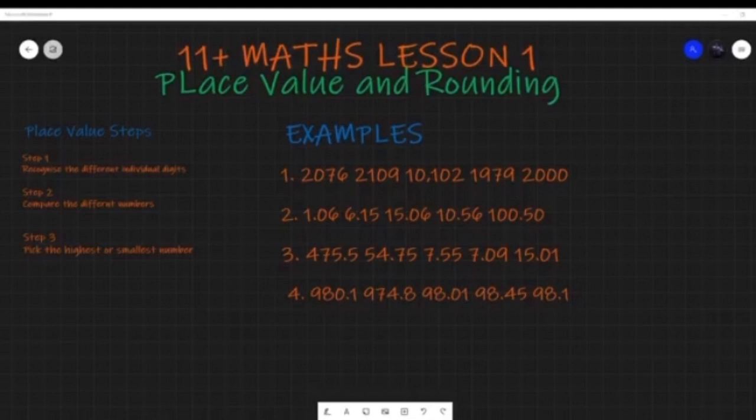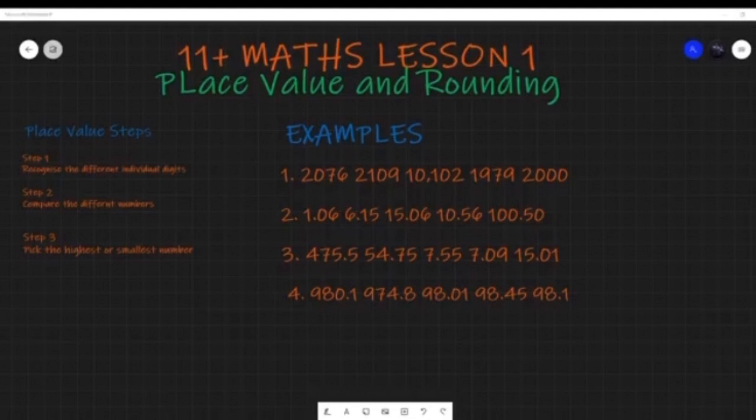So now we're going to have a look at 3 and we're going to find the highest number. The highest number is quite easy with this one because 475.5 has the most digits before the decimal point, whereas 15.01 only has 2, 54.5 only has 2, which makes 475.5 easily the highest number. So as you can see, these are quite easy, and as most people who take the 11 Plus are quite able, you'll probably fly through these in the exam.